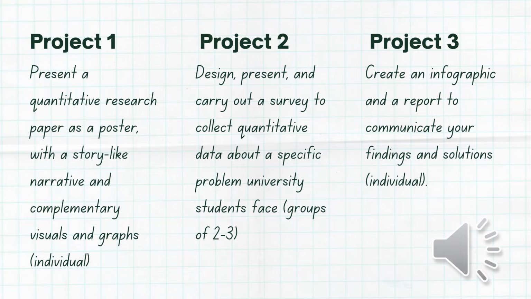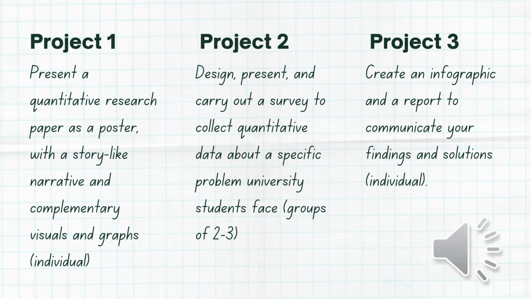So the first project will be to present a quantitative research paper as a poster with a story-like narrative and complementary visuals and graphs. And this will be done individually. You'll go look up a research paper based on the various requirements. You are to turn that into a poster, but not just a poster with information. To do well, you have to turn that poster into a story that connects with the human experience and uses visuals and graphs such as different types of charts that convey the quantitative numerical information in an interesting and engaging way.